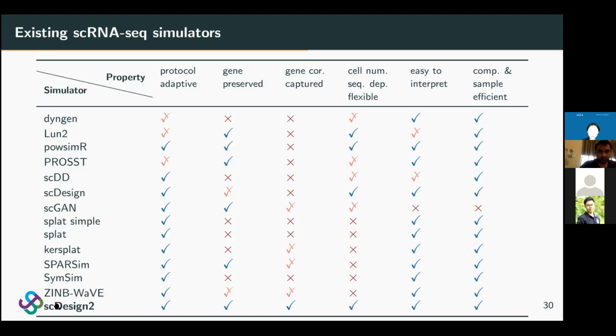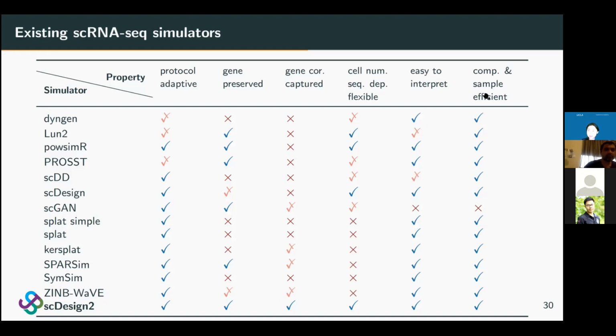It also doesn't allow you to tune the total sequencing depth. I think that's reasonable because it's not primarily designed as a simulator. So I will not take that as a criticism, but I will say that it cannot be used for this purpose. And whether the model is easy to interpret. This is a quite subjective judgment, but we think scGAN, based on a deep neural network, is not so easy to interpret. Some of the methods have too many parameters, so they are not so easy to interpret. I would say this is more of a subjective decision.